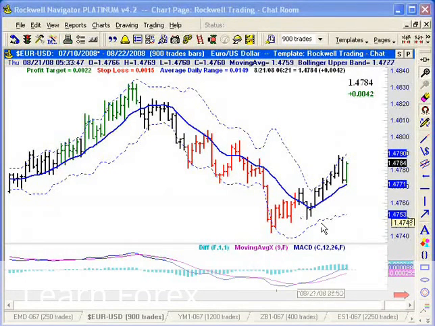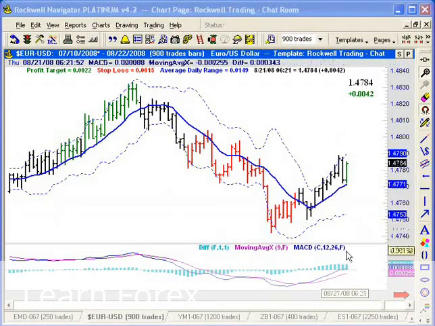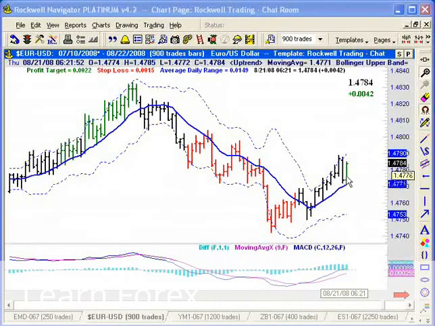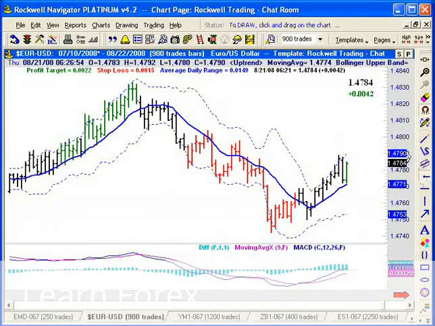Now, once we have identified an uptrend, we use the Bollinger Bands to determine our entry point. Take a look at this example. At 6:21 in the morning, Central Standard Time, the MACD is already trading above its moving average, and it is now crossing the zero line. According to our definition, we are now in an uptrend. We then use the upper Bollinger Band to determine our entry signal. The value of the upper Bollinger Band right now is 1.